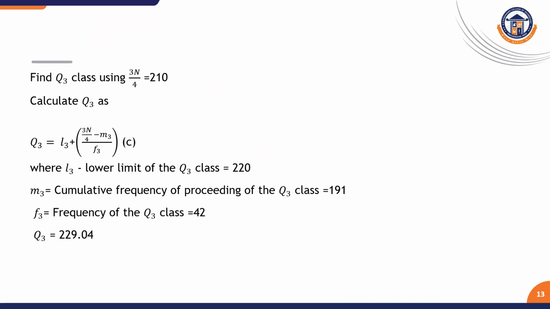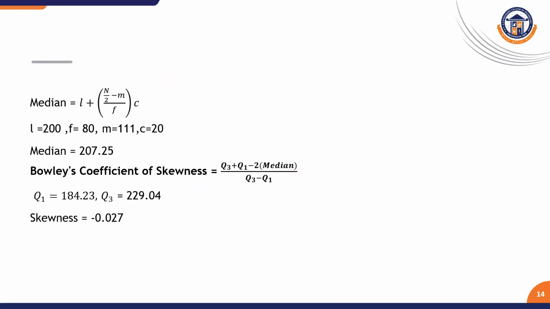Now in the same manner we can calculate the Q3 class. Its value, 3n by 4, gives 210. Then we can check the nearer value in the cumulative frequency, then obtain the L3 value, M3, F3 from the table, then we can substitute, and we will get Q3. Then we have to calculate the median. The median formula gives L plus ((n by 2 minus m) by f) into C. L we know is 200, f equal to 80, m equal to 111, C equal to 20. If we substitute, we'll get the median.